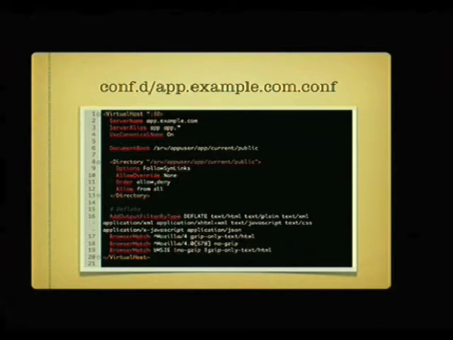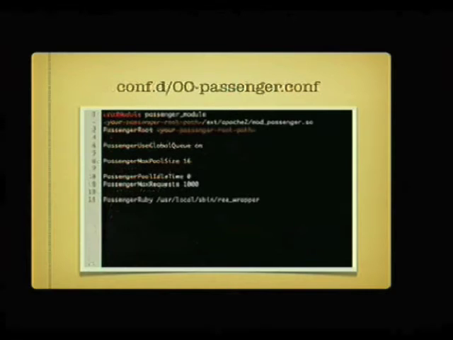So it's very simple. There's no mention of the Rails app in here. Passenger will detect that for you automatically. We configure Passenger, another config file in Apache. Again, very straightforward. A couple of lines at the top, load the module. Then we set a few options that aren't the defaults.